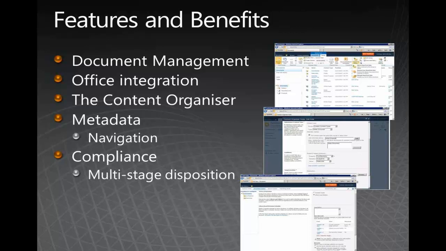The Content Organizer, which is new for 2010, enables you to route content to locations based on content types and metadata. So depending on what the document actually is, you can have it going to certain locations inside the site, and this obviously minimizes errors in content classification, and it also improves the search capabilities.